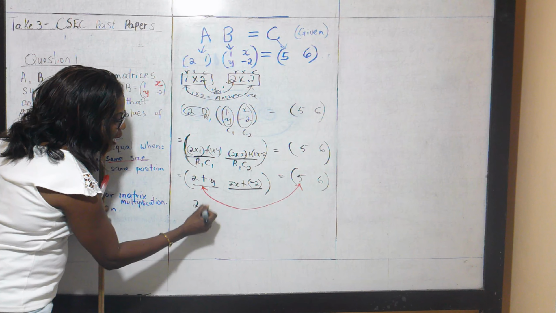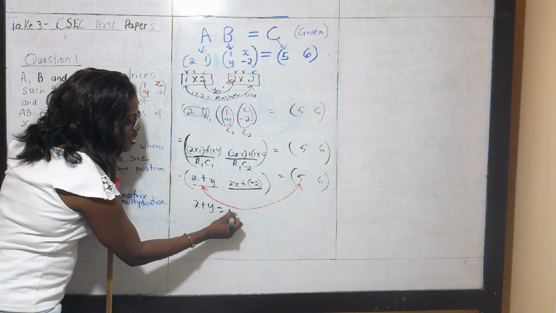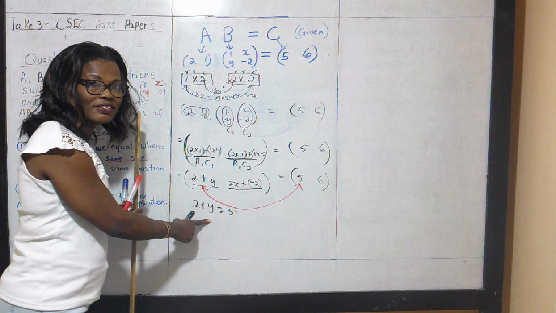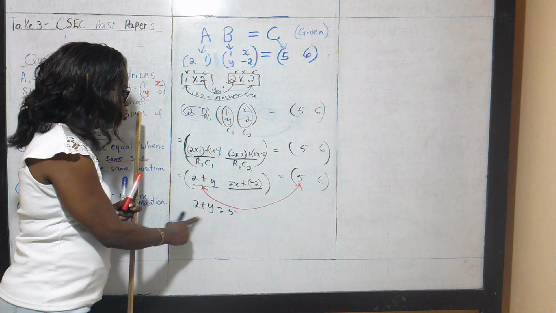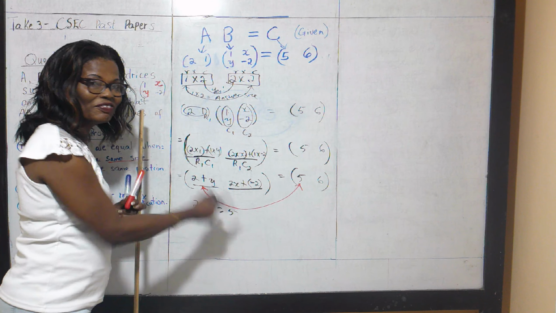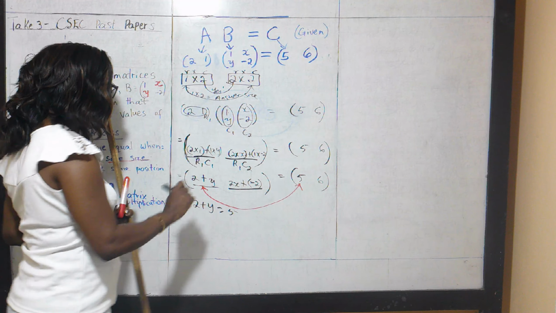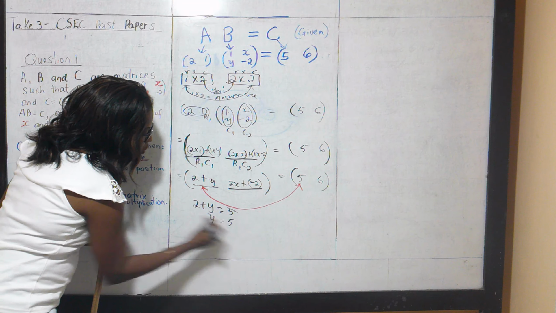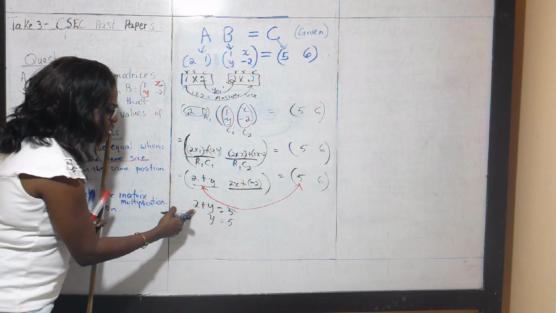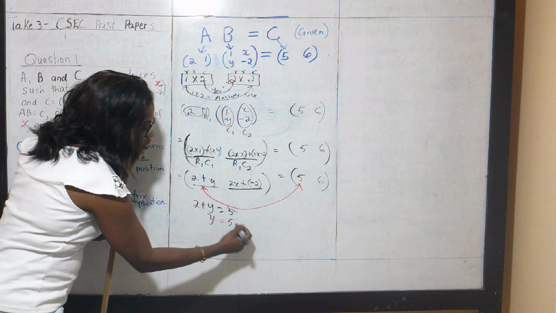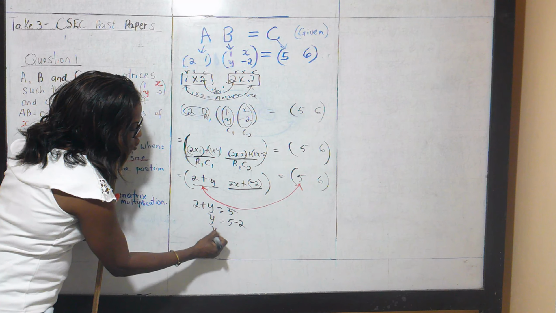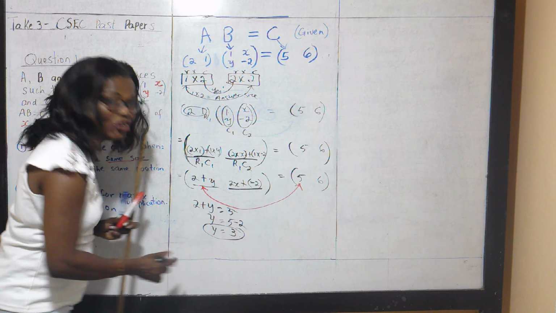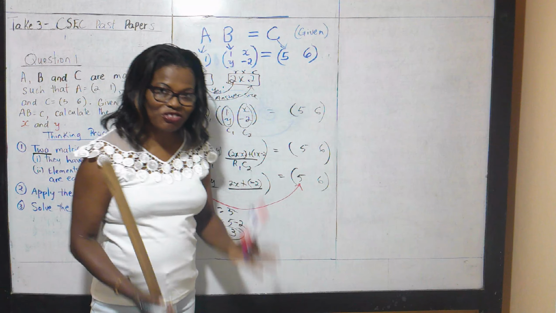So 2 plus y is in the same position as 5. So we can now solve for y. Guess what's the answer? 2 plus what number gives me 5? 3. Awesome. Or we can just simply remember the inverse. We are transposing the 2. So on the right it becomes minus 2. y equals 3. So we have found the value of y to be 3.